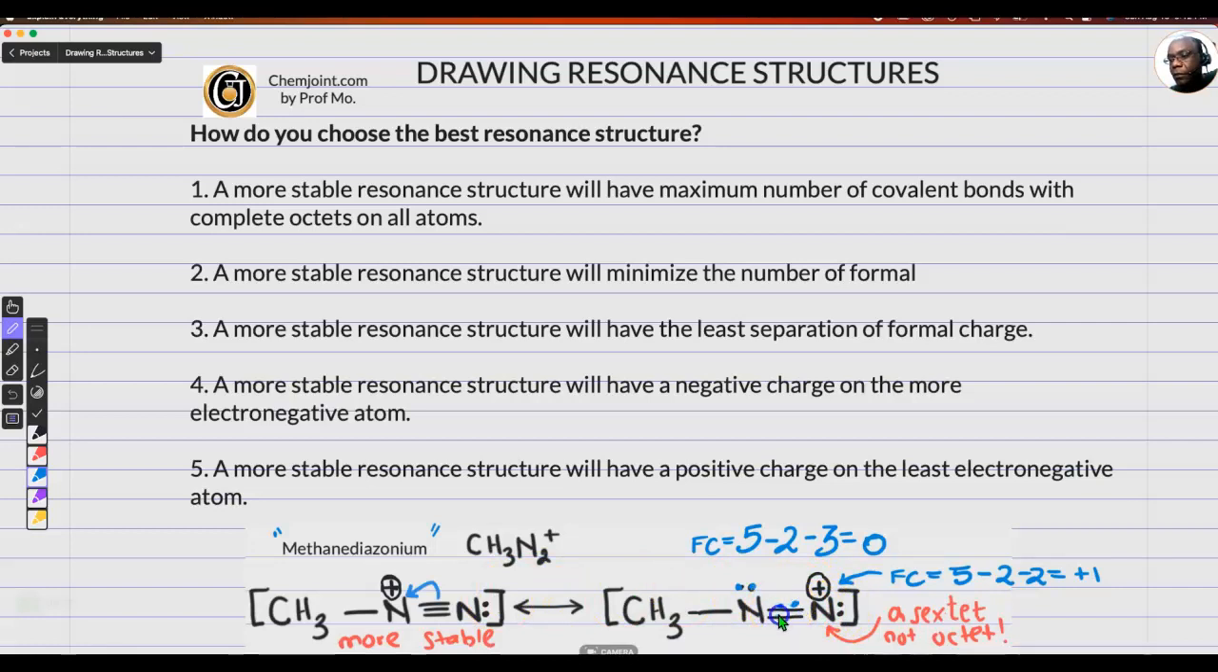So the nitrogen here is having a positive, and it lost its octet. You see you have 1, 2, 3, 4, 5, 6, a sextet. That's a problem based on the octet rule. This one has all octets. This is the most stable one, just based on rule number 1.